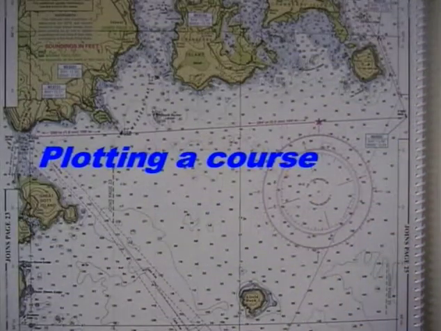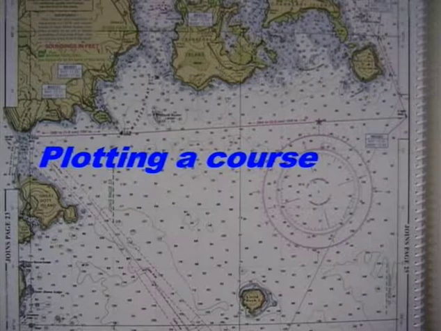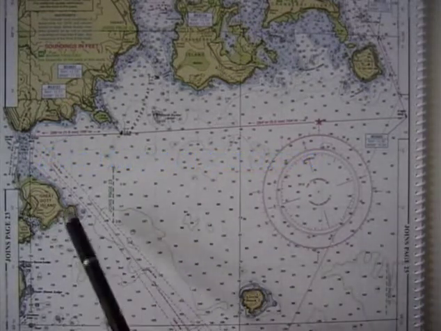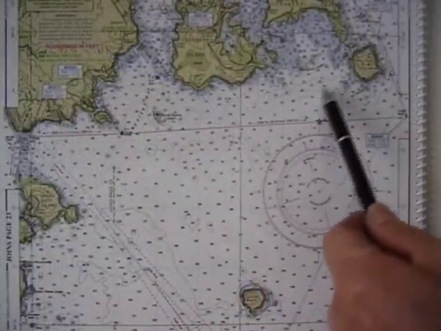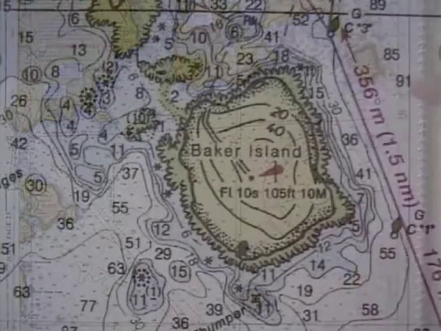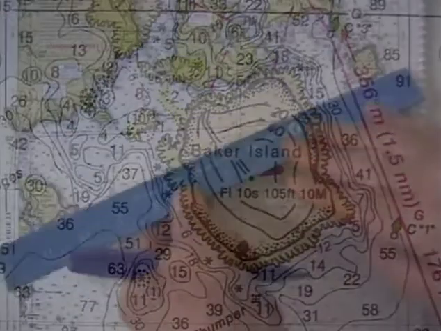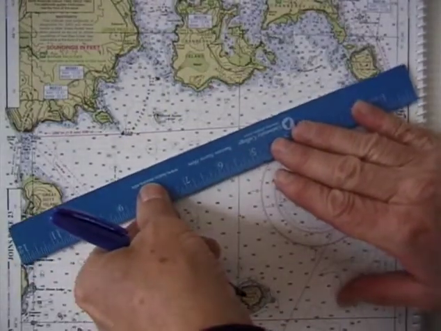Any two points on a chart define a course line. That is, a course is determined by any two points. For example, here on the beach at Great Gott Island, we'd like to paddle over here to Baker Island. We'd also select that course line to avoid any hazards along the way.